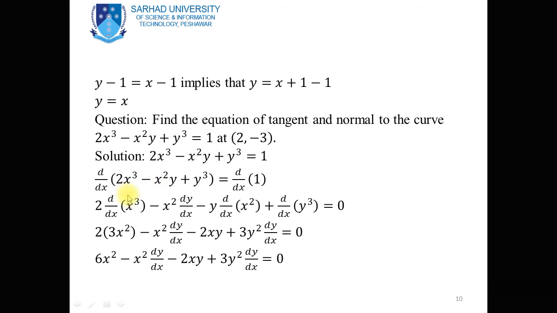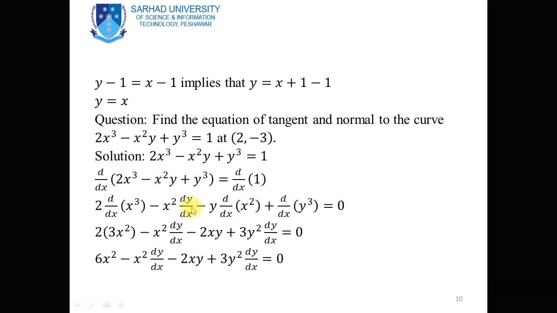So first of all find the slope of the tangent line by using the implicit differentiation at this point (2, minus 3). So derivative of 2x cube minus x square y plus y cube with respect to x, and derivative of 1 with respect to x is 0. Now the derivative of x cube by using the power rule, 3x square, and for this x square y we need to use the product rule because these two terms are in multiplied form. These two variables are in multiplied form, x square multiplied by y.